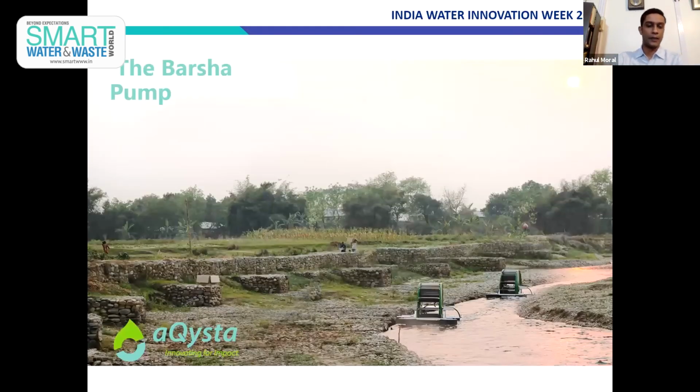This is the Bursa pump again, a picture from Nepal, which I really stress here because we've had tremendous success in Nepal and we've been operational there for a while now. These are the pumps, as you can see, placed in a rural area.